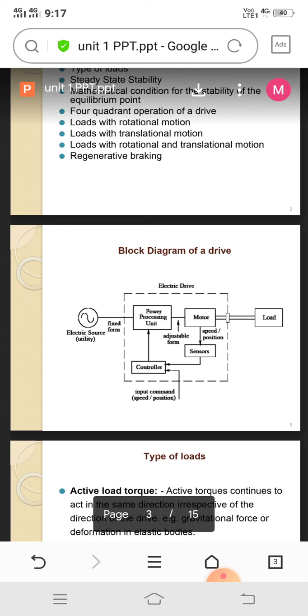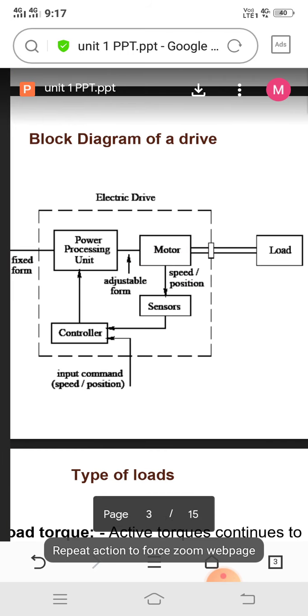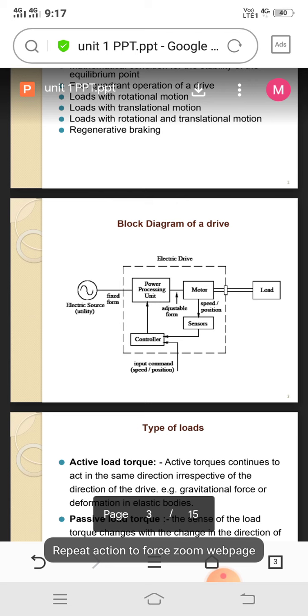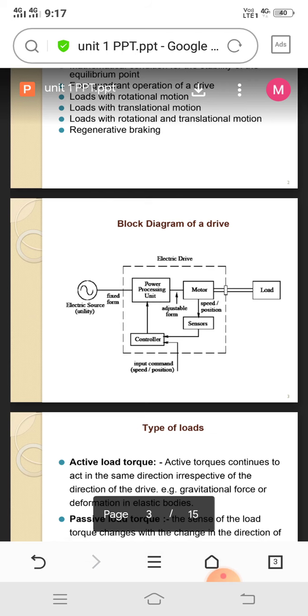Then we have to move on to the block diagram of a drive. This block diagram contains many electrical parts. Already I said electrical drive means a number of electrical components combined in one form for any kind of electrical work. That form is controlled by one electrical equipment, which is called an electrical drive. Okay, this is the block diagram of a drive system.